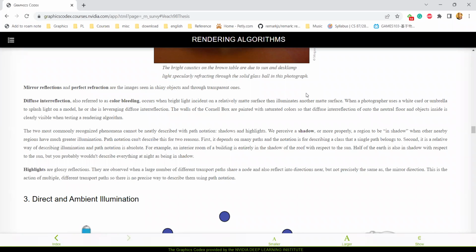Path notation can't describe this for two reasons. First, it depends on many passes, and the notation is described by the class that a single path belongs to. Second, it is a relative way to describe illumination, and path notation is absolute. For example, an interior room of a building is entirely in shadow of the roof with respect to the sun. Half of the earth is also in shadow with respect to the sun, but you probably won't describe everything at night as being in shadow.